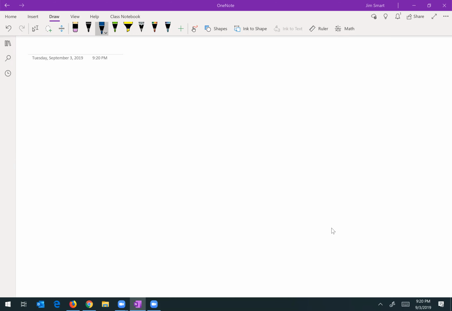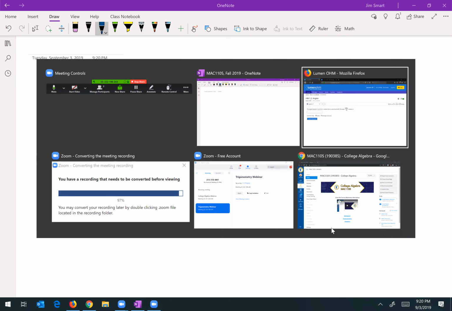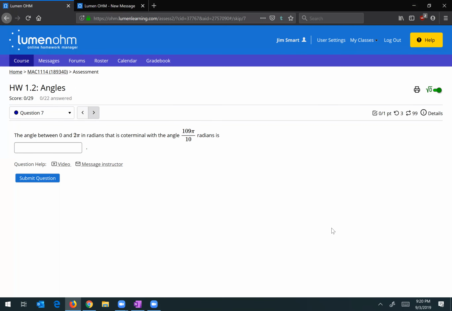Okay, so here's my version of this question. I've got an angle that's coterminal. I want to find an angle that's coterminal with the angle 109 pi over 10 radians. So let's take a look at that.